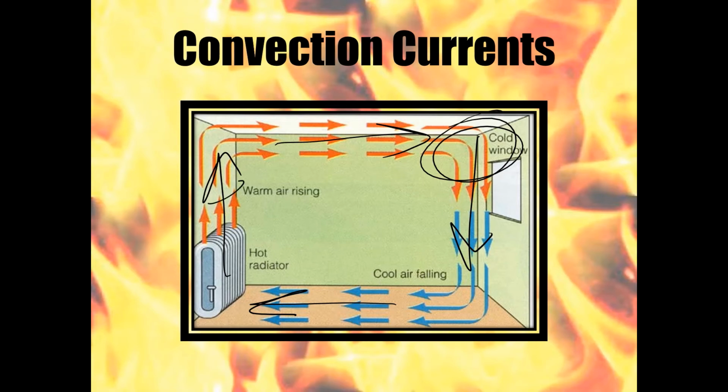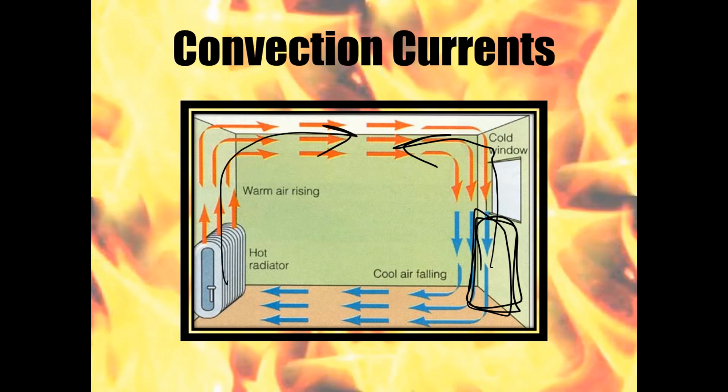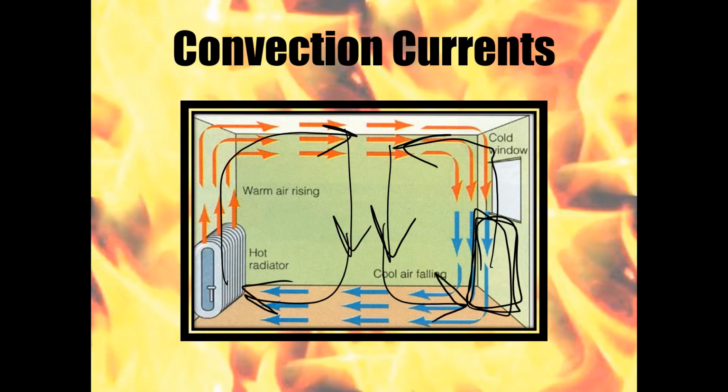Let me just take out these arrows. Interestingly, if you had another one over here, so if I had another radiator on this wall here, we are going to get a convection current moving in this direction. They're going to meet here, and then they're going to both come down here, and you're going to get two convection currents being set up like that. Okay.